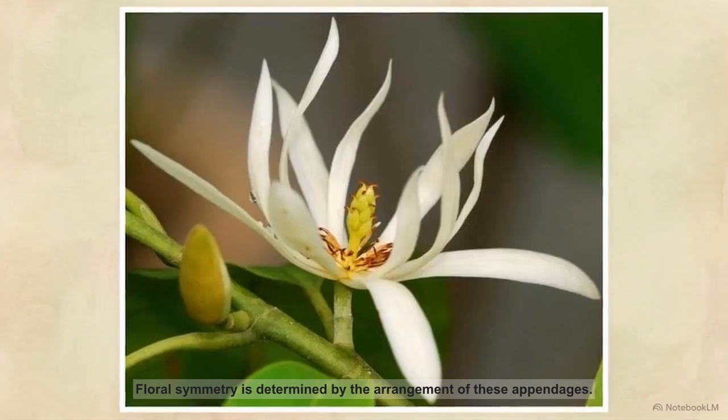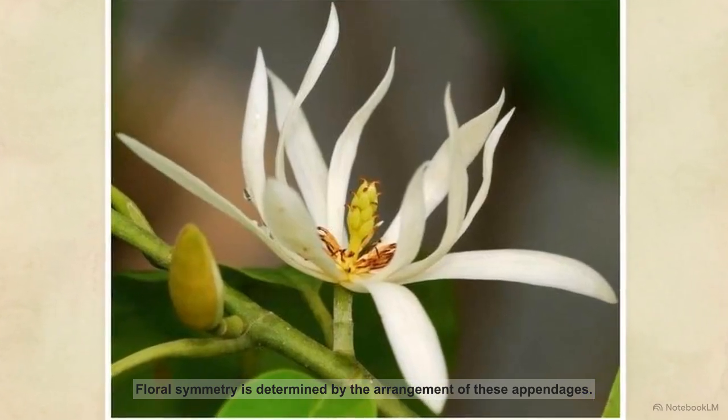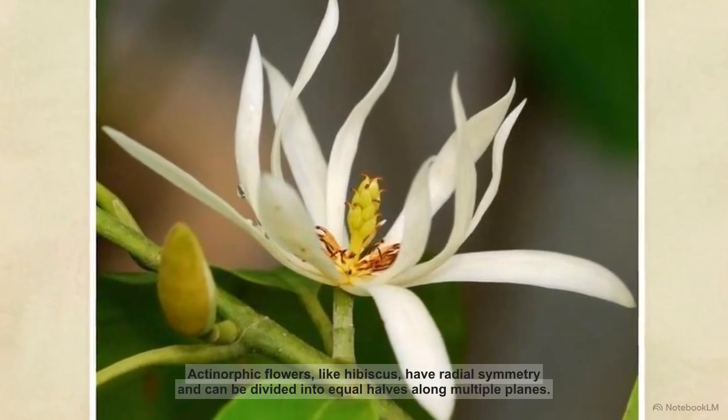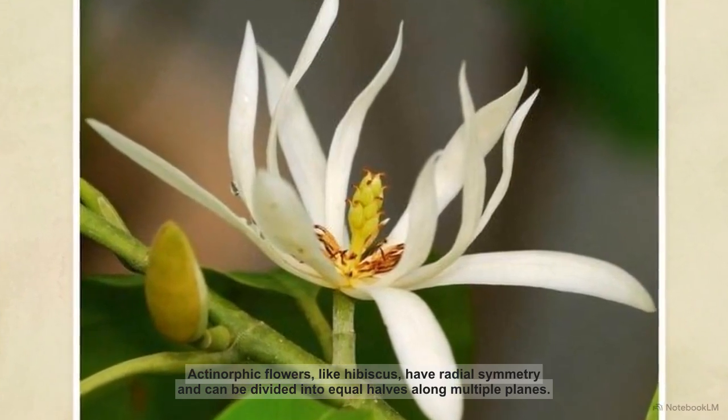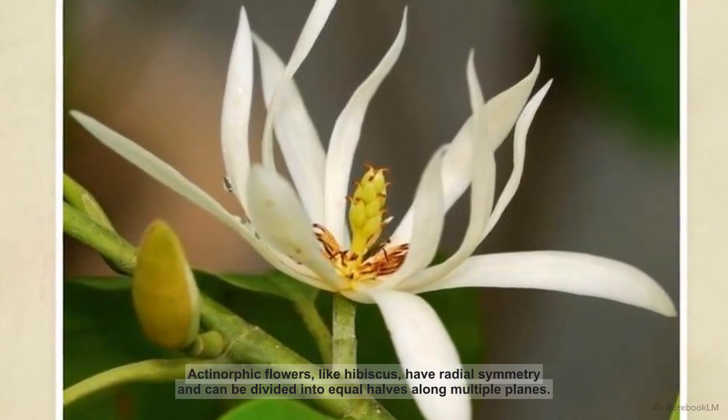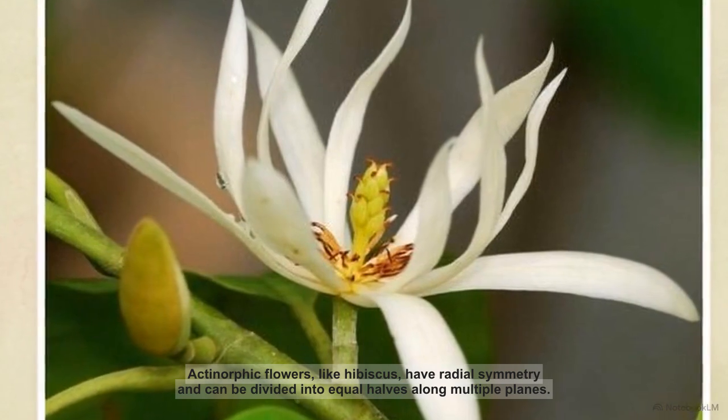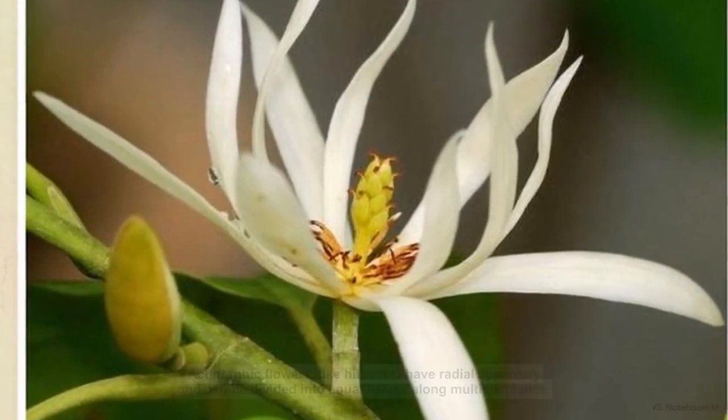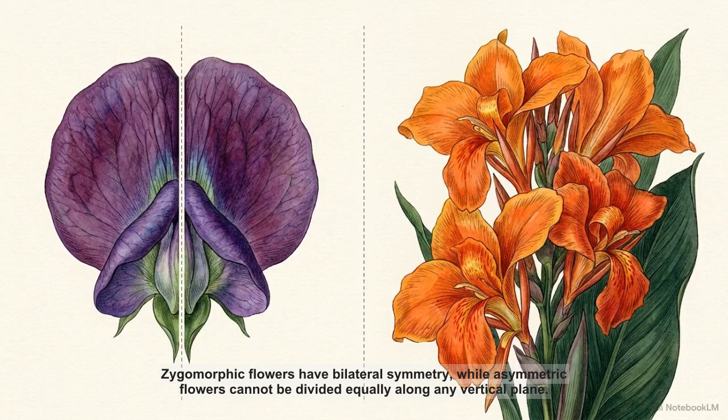Floral symmetry is determined by the arrangement of these appendages. Actinomorphic flowers, like hibiscus, have radial symmetry and can be divided into equal halves along multiple planes. Zygomorphic flowers have bilateral symmetry, while asymmetric flowers cannot be divided equally along any vertical plane.